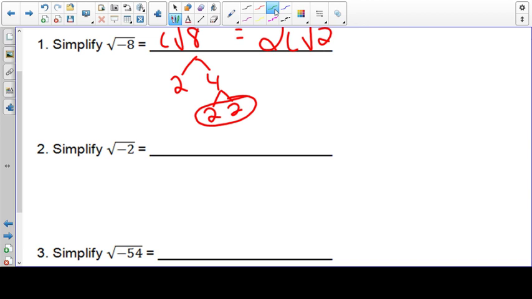Alright, the second one. 2 only breaks down into 2 and 1, and so that doesn't really work. So I can't break that down. But I can take the square root of that -1. So I have i square root of 2.